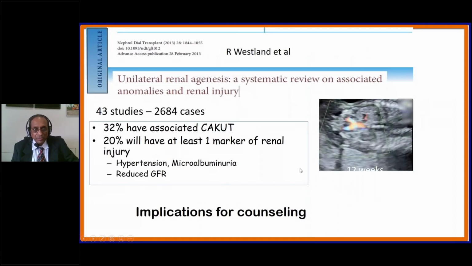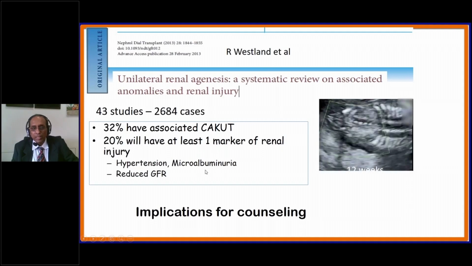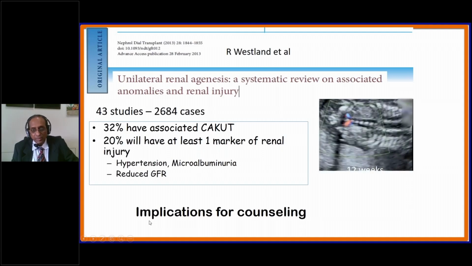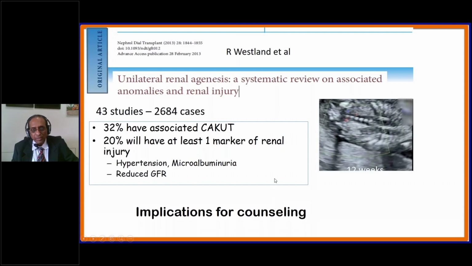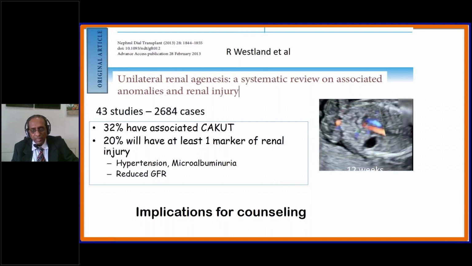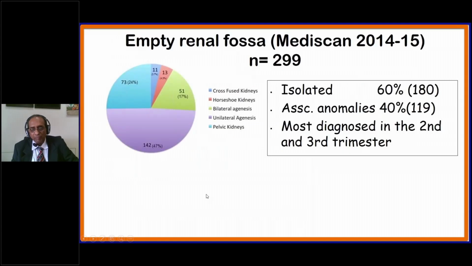So this systematic study, which consisted of 43 studies and 2,684 cases, said when there is unilateral renal agenesis, 32% will have associated CAKUT and 20% will have at least one marker of renal injury. And this is important because of its implications for counseling, because we tell the patient one kidney is functioning, everything will be fine later on. We should remember that these children can have problems.